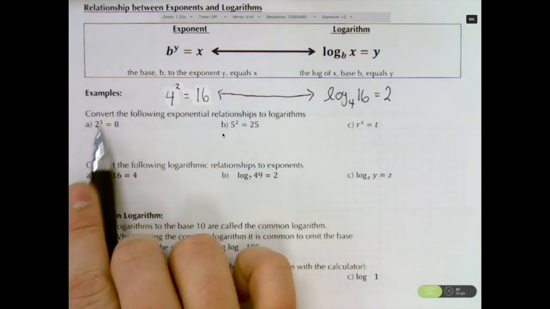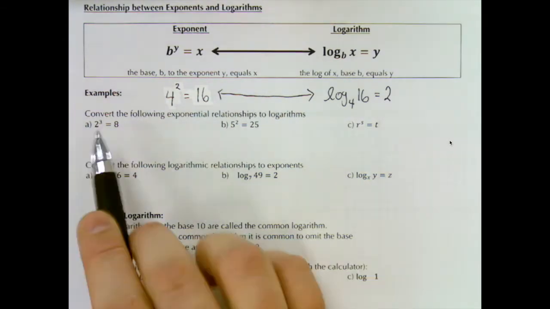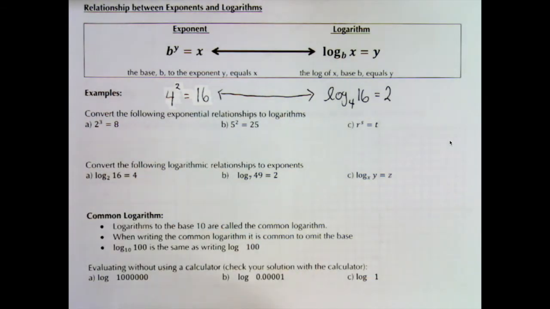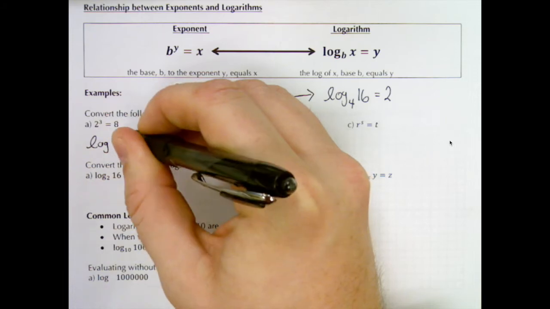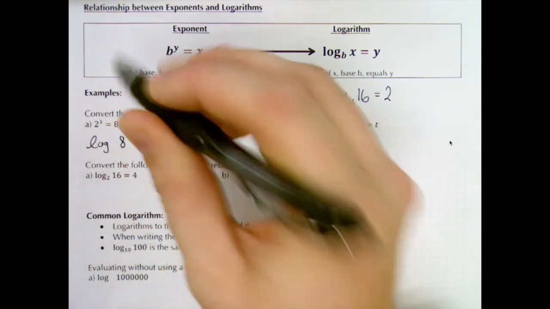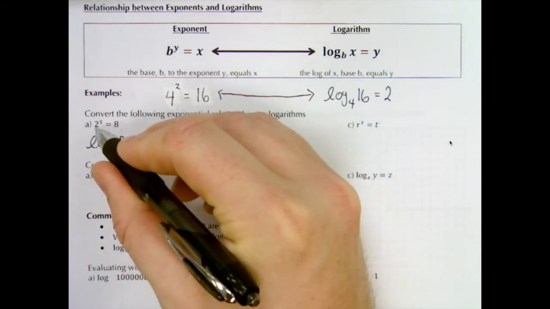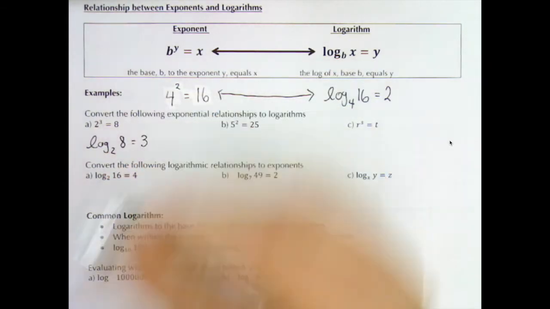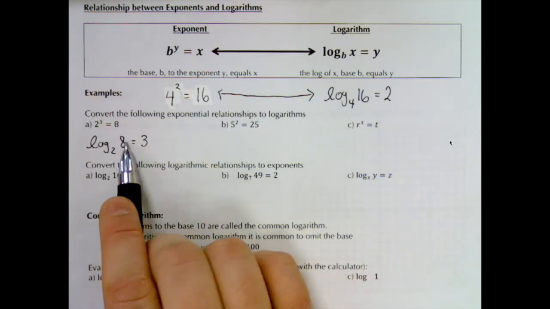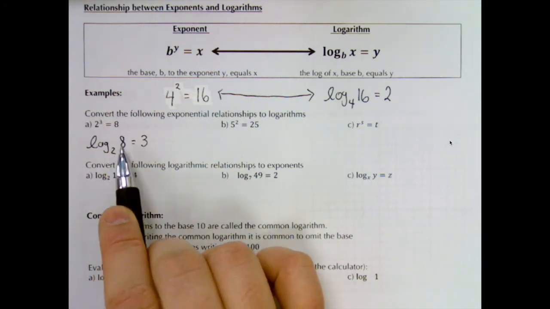We have first 2 to the exponent 3 equals 8. Okay, 2 to the exponent 3 equals 8. So as a logarithm, we would keep the base the same. It would be log of 8 this time. Our input to our logarithm is the output of our power, our exponential relationship. And the base of our exponent becomes the base of our logarithm. The answer to our logarithm is the exponent. So this is read as a log of 8 base 2 is 3. Or to what exponent do we have to raise 2 to get 8? And the answer is 3.